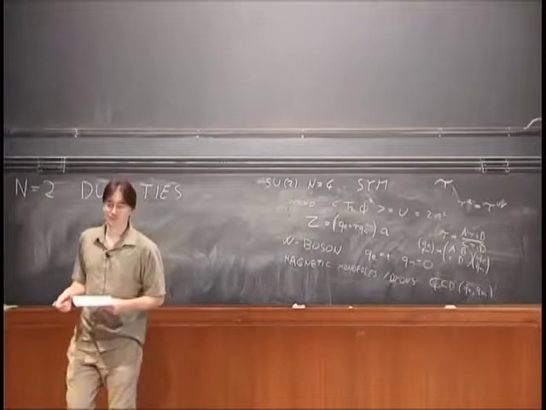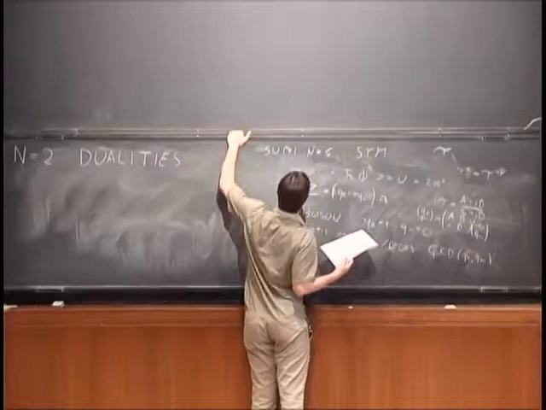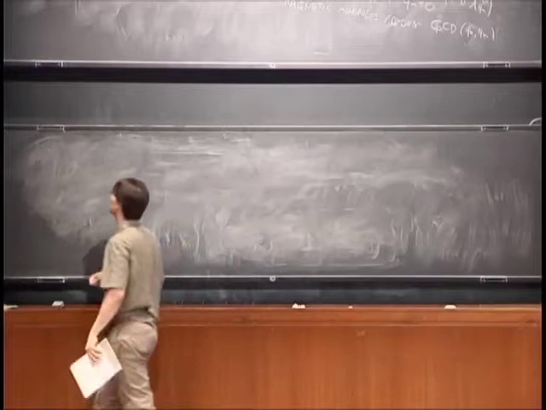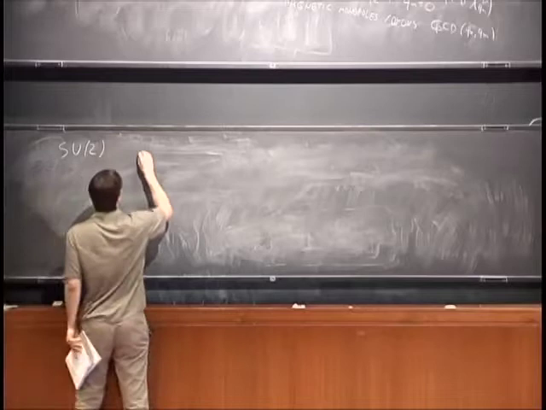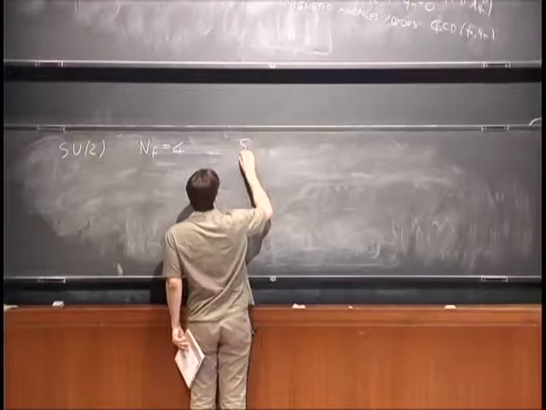Now, I would like to run the same argument for a different theory, which will be more useful for us, which is SU(2) with four flavors. Which is the theory with SO(8) flavor symmetry.